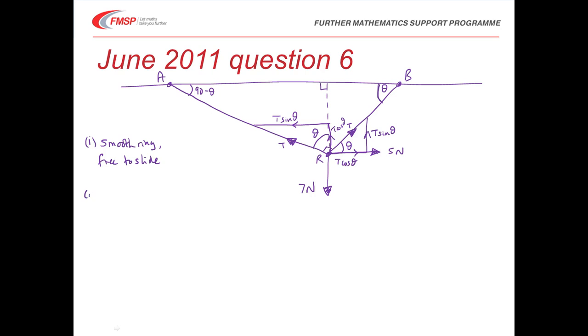Okay, now let's resolve forces horizontally and vertically, and because the situation is in equilibrium, we're equating forces. Lefts equal rights and ups equal downs. Horizontally then, to the left we have t sin theta, and to the right t cos theta and the 5 newtons force. Vertically, upwards I've got t sin theta and t cos theta, and downwards 7.